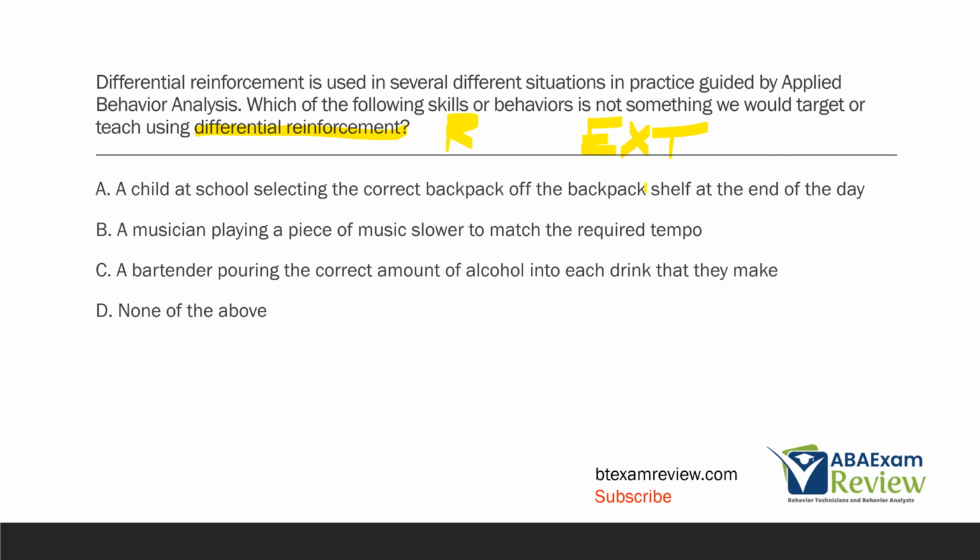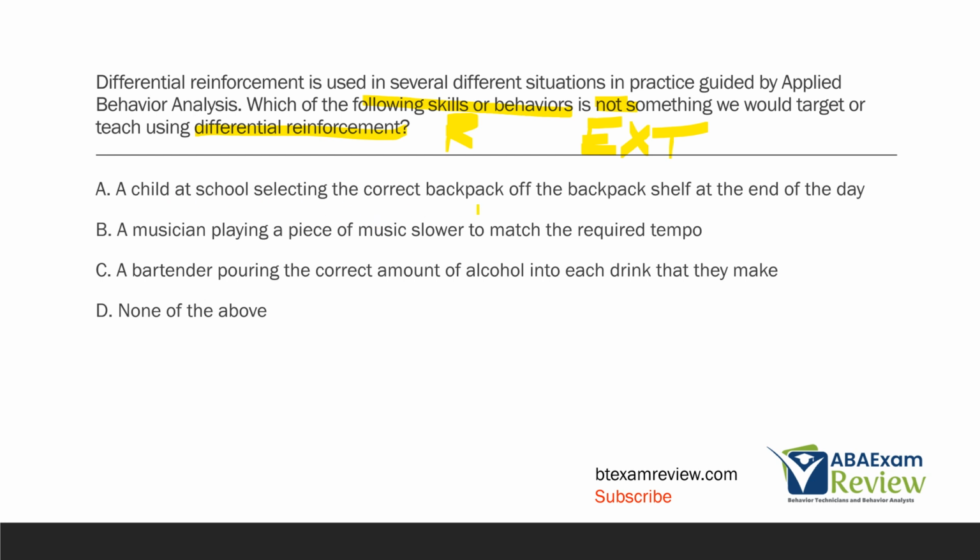And through differential reinforcement, we teach a lot of different skills. We teach stimulus discrimination, we teach response differentiation, we can shape behavior. Differential reinforcement is very, very strong. This question wants to know which of the following skills or behaviors is not something we would target or teach. So it's a not question. We're looking for something we would not teach using differential reinforcement.